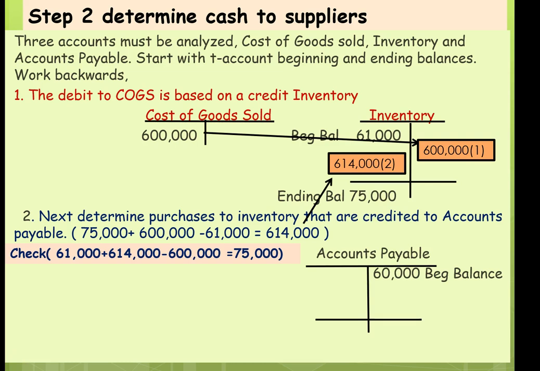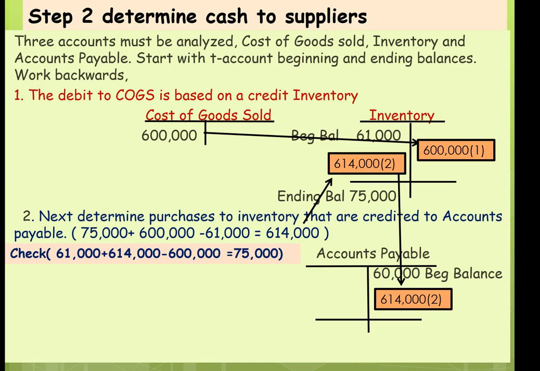Now, what you always want to do is check your answer. So, I go back and I do the 61,000 plus the 614 minus the 600,000 that went to cost of goods sold, and that gives me an ending balance of 75,000, which means I know I've done it correctly. So always check.